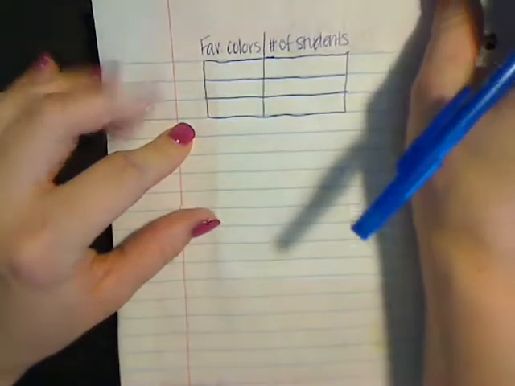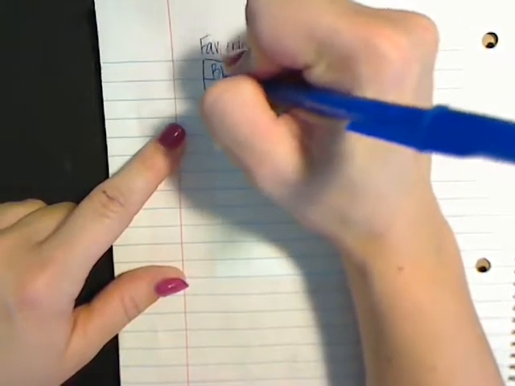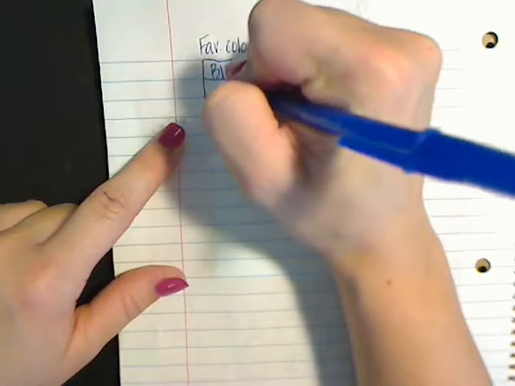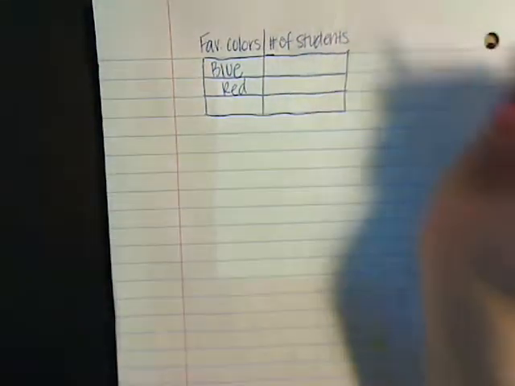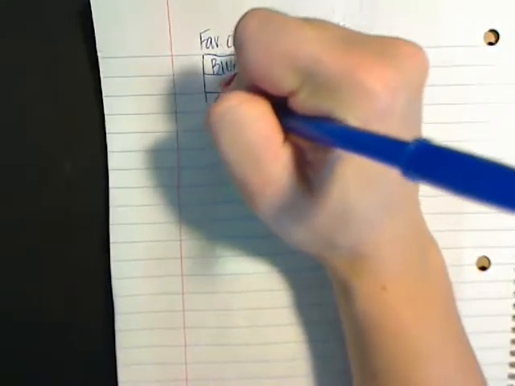Oh, I'm sorry, you can't see that. Okay, so I have the favorite colors blue, red. Hi, baby. Go back out. Thank you. Blue, red, and green.